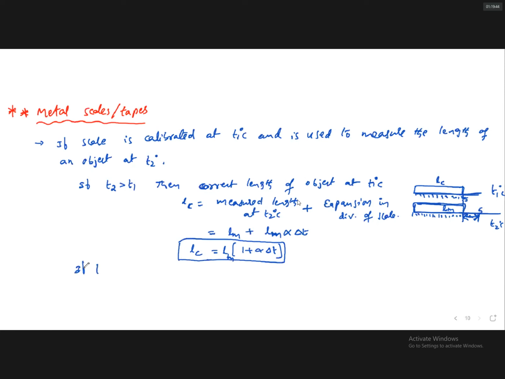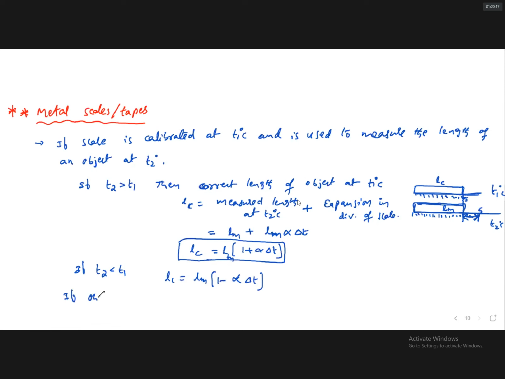If T2 is less than T1, the correct length is equal to measured length into 1 minus alpha delta theta. Delta theta means the change in temperature: here you can take T1 minus T2, and here you can take T2 minus T1. Or you can apply any one formula, that is, measured length into 1 plus alpha delta T. As temperature increases, delta T is positive. As temperature decreases, delta T automatically gives a negative value.